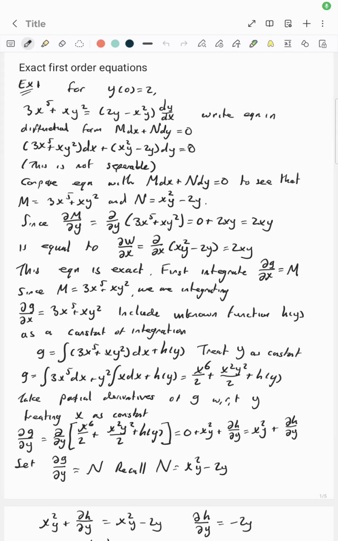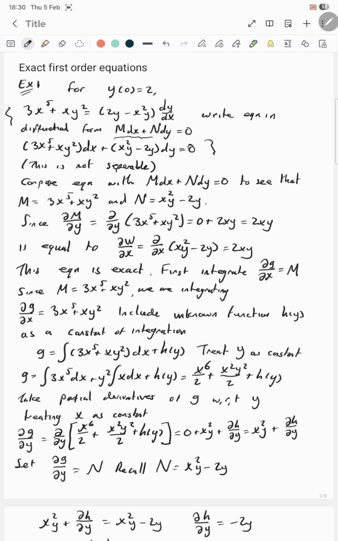Exact first order equations, differential equations. Now for y of 0 equals 2, we have a condition here for this equation given here. Right again, we write this, we need this in this form here, M dx plus N dy, which we can see is in this form.